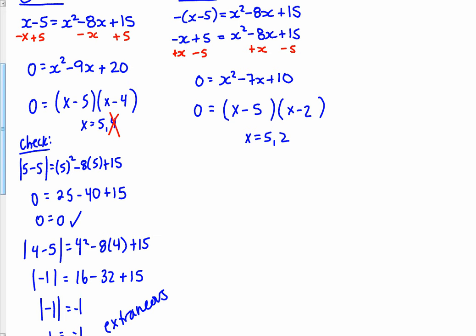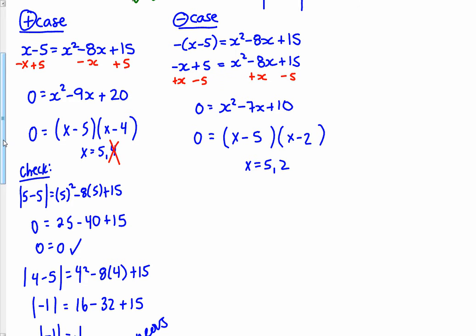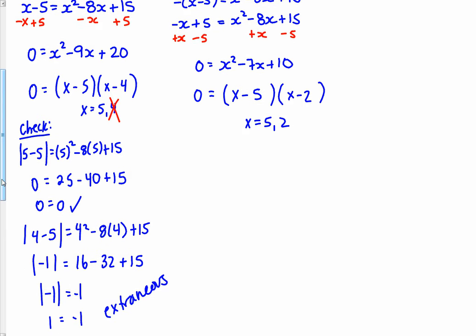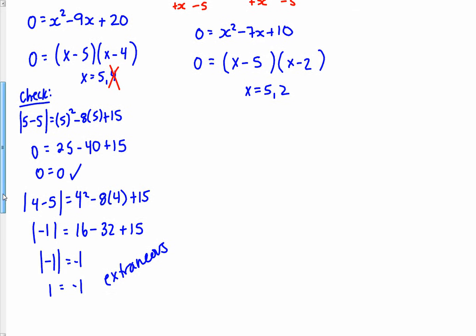Okay, how'd it go, guys? Rudy? So, the positive case. Are you done the positive case? Okay, so when you factored, you should have got x equals 5 and x equals 4 with your check. X equals 5 works. Does x equals 4? No, you get absolute value of negative 1 equals negative. Well, that's not true, because 1 does not equal negative 1. It's not equal, so it's extraneous. So we reject x equals 4.